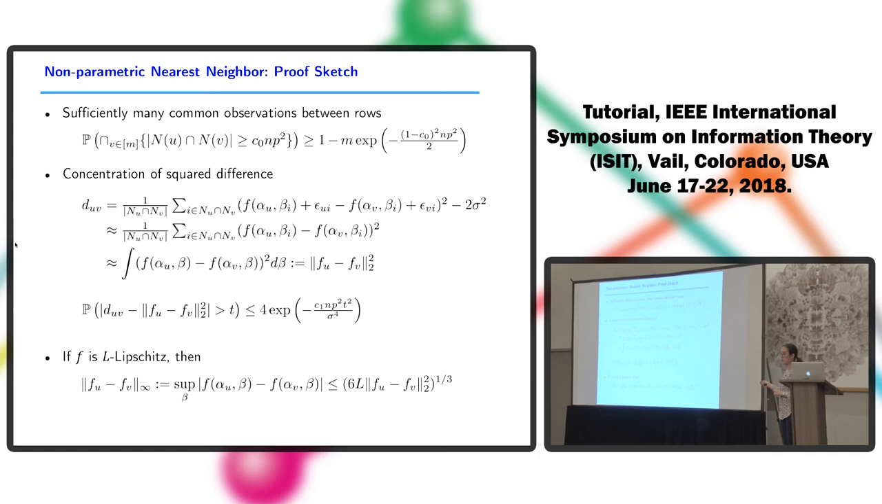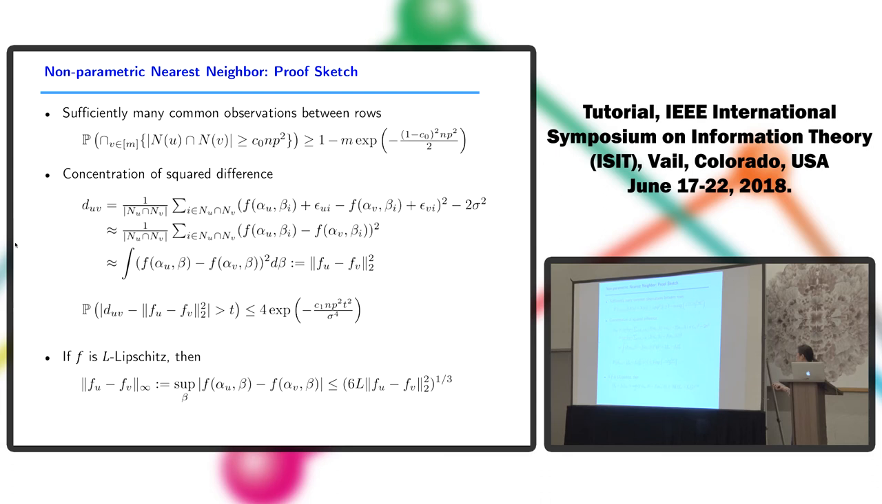The first step, from the first line to the second, is just to expand this squared expression, and you get a term that's linear in epsilon, which is Gaussian, which is nice, and a term in epsilon squared, which is distributed as a chi-squared. If you subtract off the 2 sigma squared, it goes away. Again, you can show that it concentrates well. To go from the second line to the third is also simple because our latent variables beta were sampled IID. So now you have an average of IID random variables where each one has a mean, and the mean is simply the L2 distance between these two functions. That gives you that, with high probability, these distance estimates in fact converge.